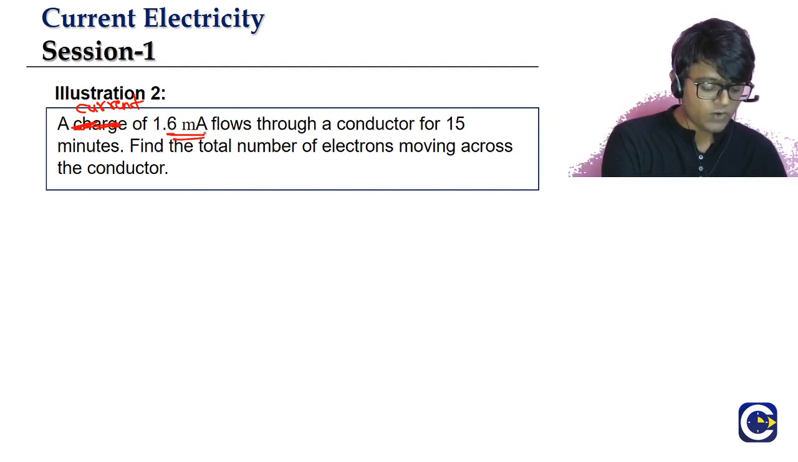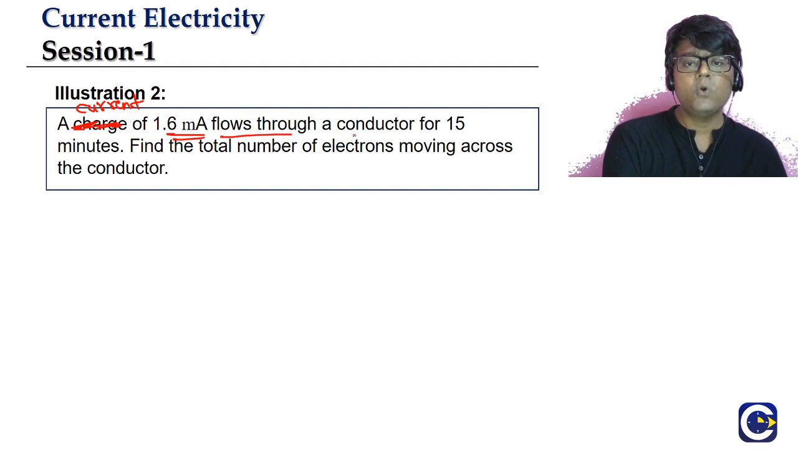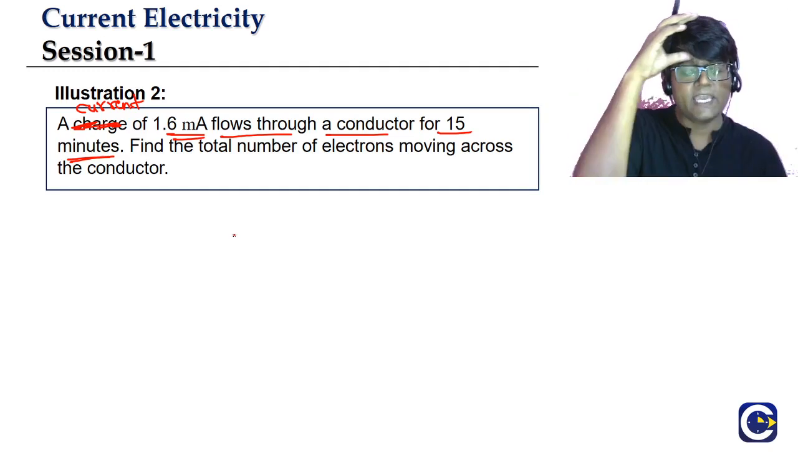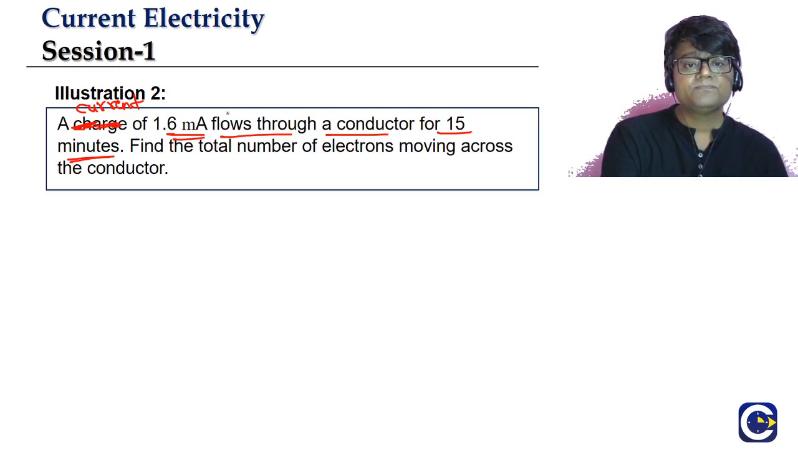What is the question, guys? We are in illustration number 2. A current of 1.6 milliamperes flows through a conductor for 15 minutes. For how much time is it flowing through the conductor? It is flowing for 15 minutes. Find the total number of electrons moving across the conductor. What we need to find is the total number of electrons that are moving through the conductor.